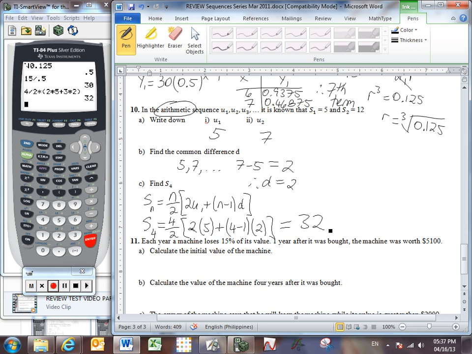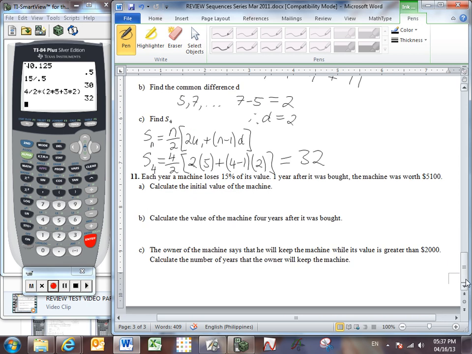Now this would actually be quite easy to work out in a different way, because you're looking at the sum of only 4 numbers. And if your first numbers are 5, 7, and your common difference is always 2, your next 2 numbers will be 9 and 11. So you could just add 5 plus 7 plus 9 plus 11, and that will also be a quicker way of getting to the answer of 32.